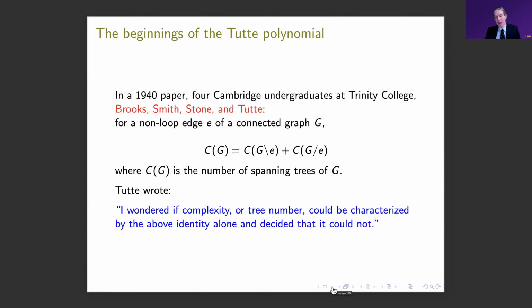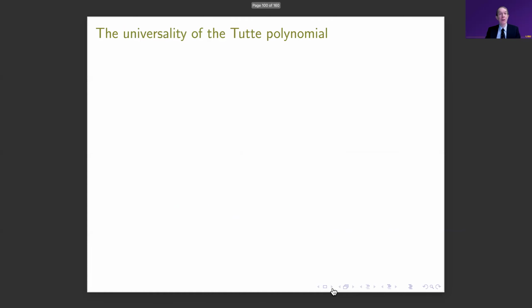Tutte wrote, I wondered if complexity or tree number could be characterized by the above identity alone, and decided that it could not. Now, Tutte worked at Bletchley Park during the Second World War, code breaking. He'd actually been a chemistry undergraduate. He returned to Cambridge after the war and wrote a mathematics PhD called An Algebraic Theory of Graphs. And it's an unbelievable document, over 450 pages. And in that, he introduced the Tutte polynomial. He didn't call it the Tutte polynomial, of course, and he wasn't even working for all matroids. He was working for representable matroids, or as he called them, nets.